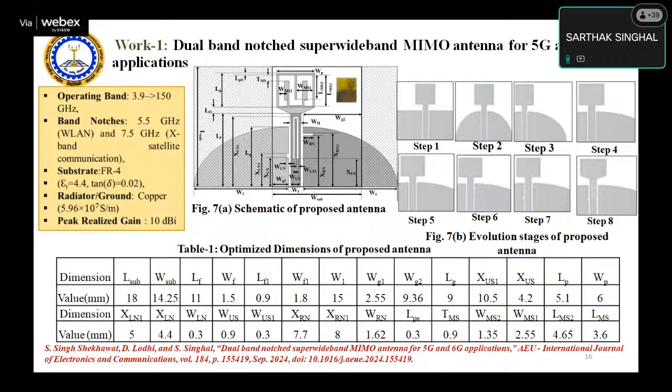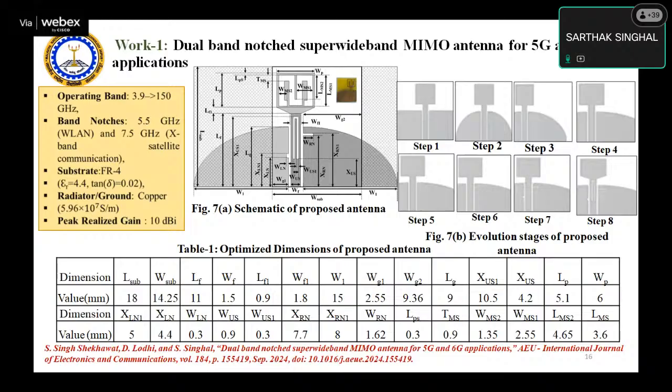Now the first design which I am going to show is a work done by my MTech student. It was a dual band notch super wideband MIMO antenna for 5G and 6G application. Super wideband is the term coined for antennas or technology having a ratio bandwidth of 10 is to 1. We have already discussed the MIMO part.